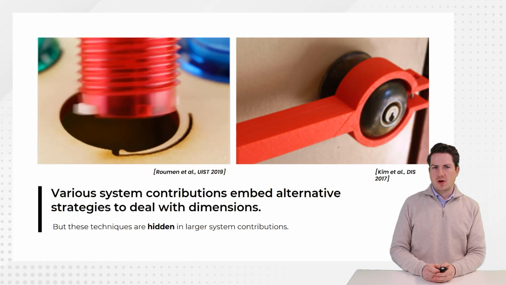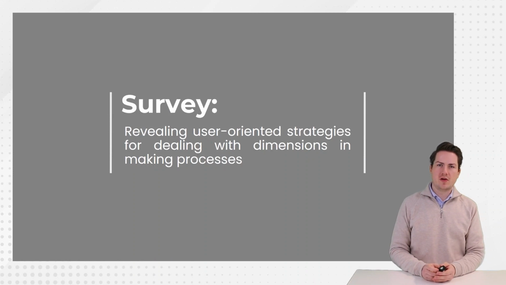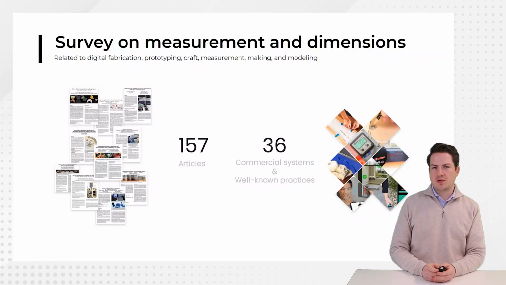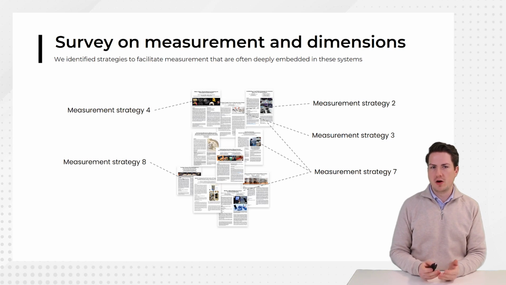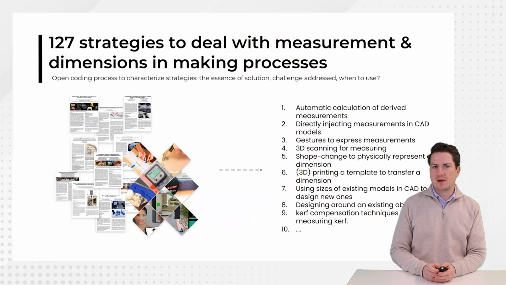system contributions. So to reveal these more user-oriented strategies, we conducted an extensive literature study in which we reviewed 157 relevant articles and 36 commercially available systems and well-known practices related to digital fabrication, prototyping, craft making, and modeling. And we looked at these articles and existing systems from the perspective of measurement. So we identified strategies to facilitate measurements that are oftentimes deeply hidden inside these bigger system contributions. So we looked beyond the core contribution of these papers. And this resulted in 127 user-oriented strategies for dealing with measurements and dimensions in making processes.